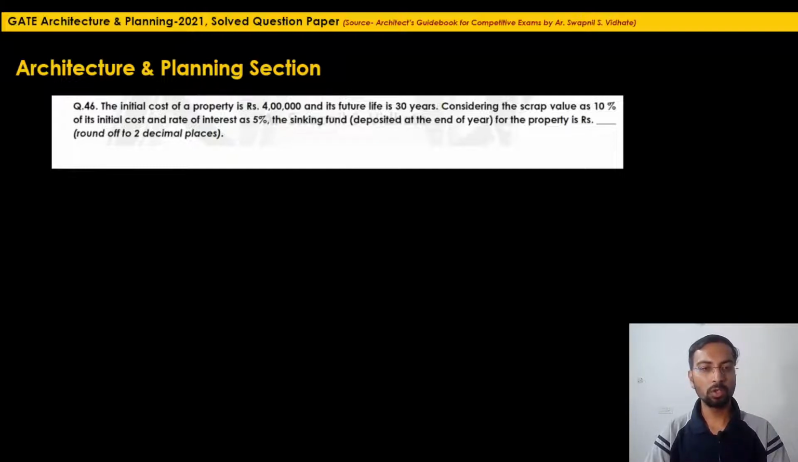The initial cost of a property is rupees 4 lakh and its future life is 30 years. Considering the scrap value as 10% of its initial cost, that means after the future life is over, after 30 years, its scrap value will be only 10%. And what is the rate of interest? It is given as 5%. The sinking fund deposited at the end of year for the property is rupees.